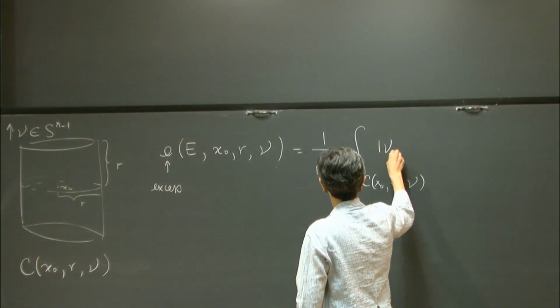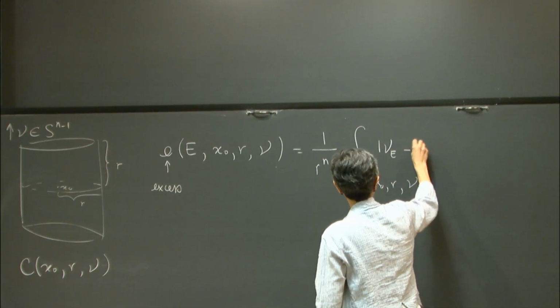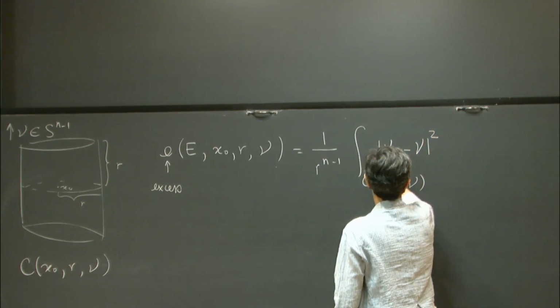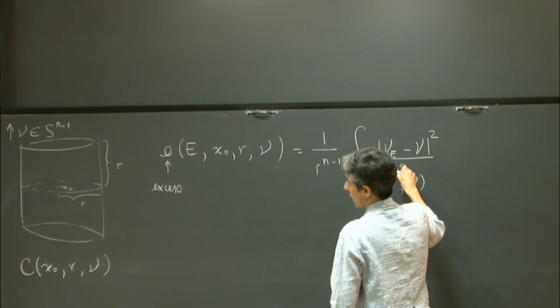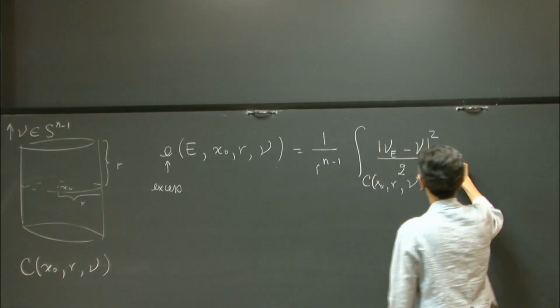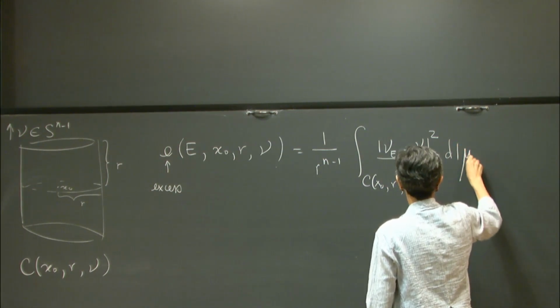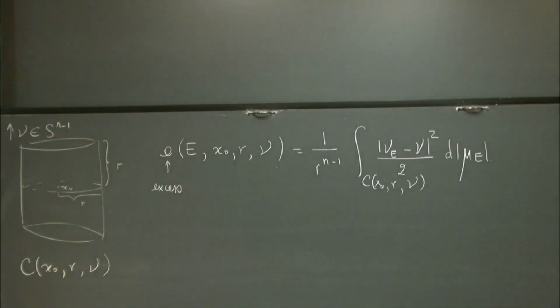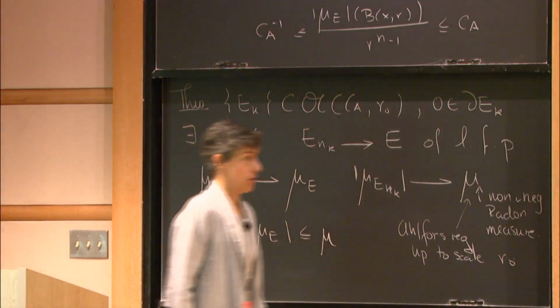So I look at nu of E minus nu squared. I divide by 2, so something very nice happens in a second. It's one of those magic moments that you don't know why you put a 2 there, you'll see. With respect to this measure, the perimeter measure. That's the excess.